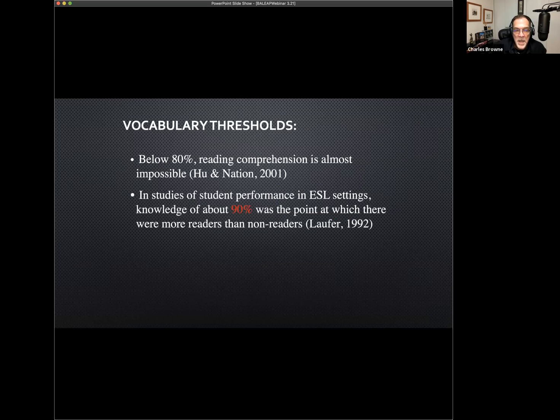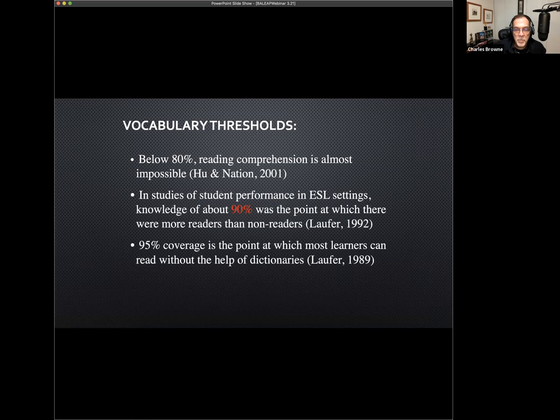If you know 90% of the words on the page, Batia Laufer's research showed that this is the absolute minimum. At 90%, about half of the students in the class will be able to read and guess from context, but half of the students will still struggle. 95%, the previous slide was 95%. That's the level where almost all learners will be able to read without the help of dictionaries. So that also is a very important threshold.